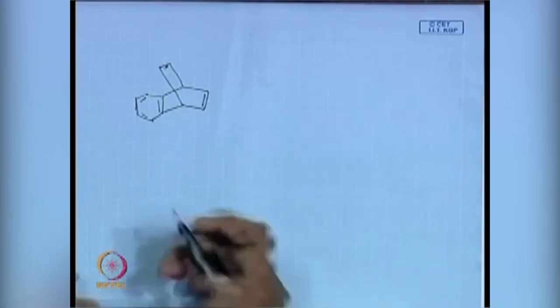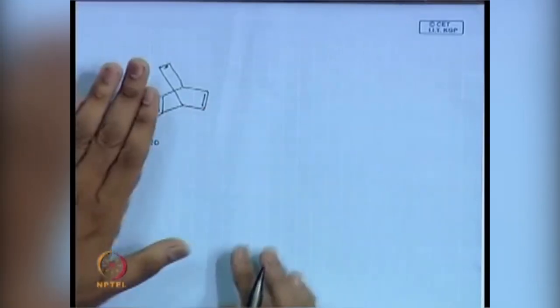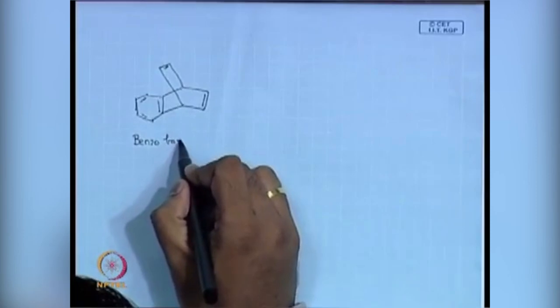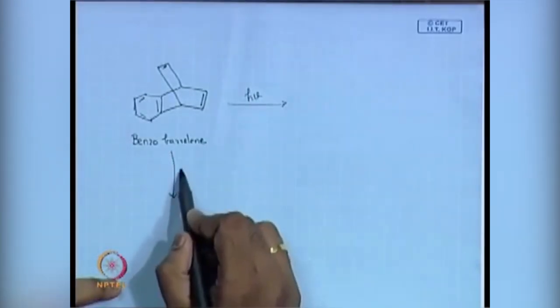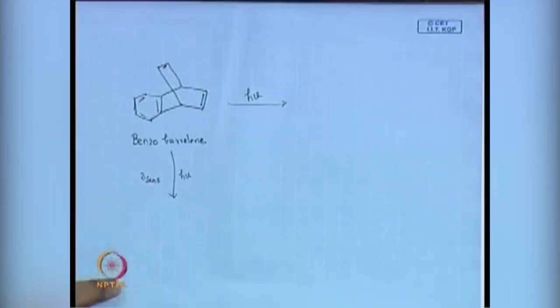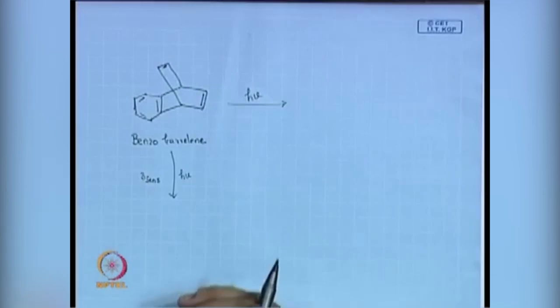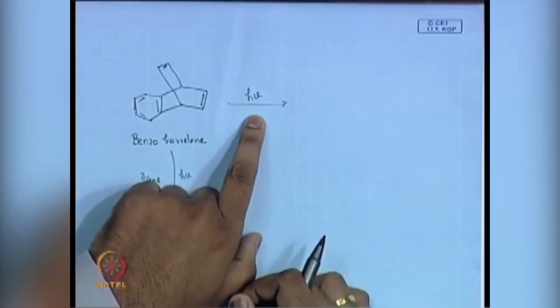What is this compound? Benzo... commercial name, barrelene, right? Benzobarrelene. I take a benzobarrelene and do a photolysis. In one case, I am doing it directly. In the other case, I am doing photolysis in the presence of a triplet sensitizer. If I do it in the presence of this one, what do you expect?